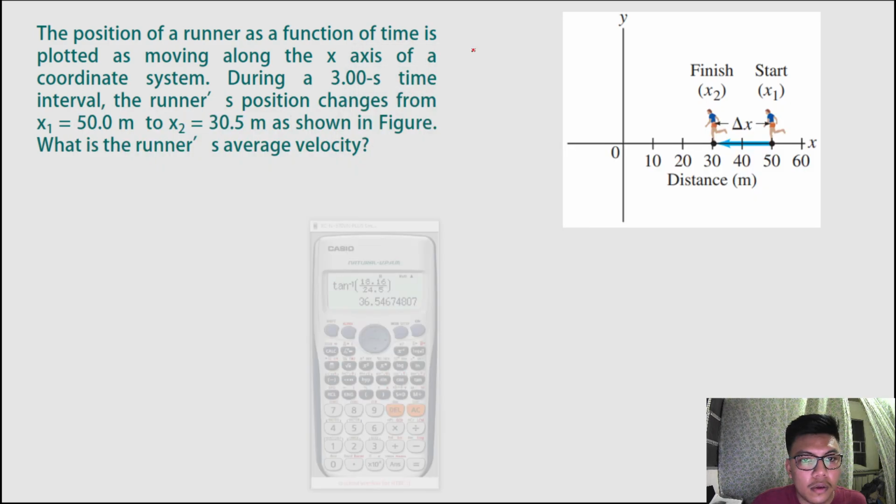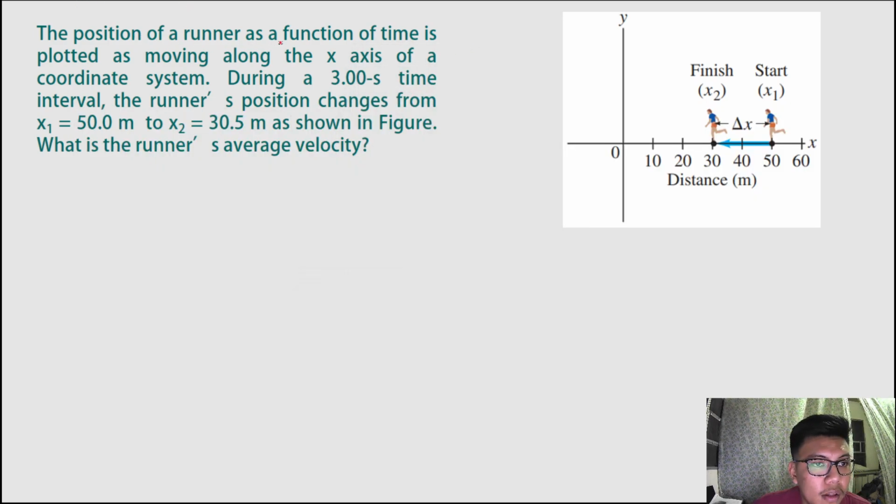Okay. So, the position of a runner as a function of time is plotted as moving along the x-axis of a coordinate system. During a 3 seconds time interval, the runner's position changes from 50 meters to 30.5 meters as shown in the figure. What is the runner's average velocity?